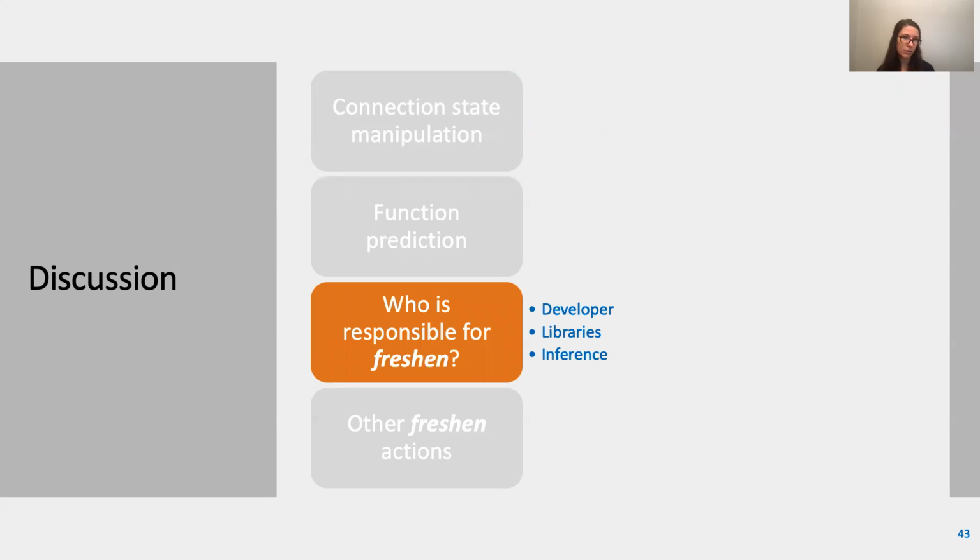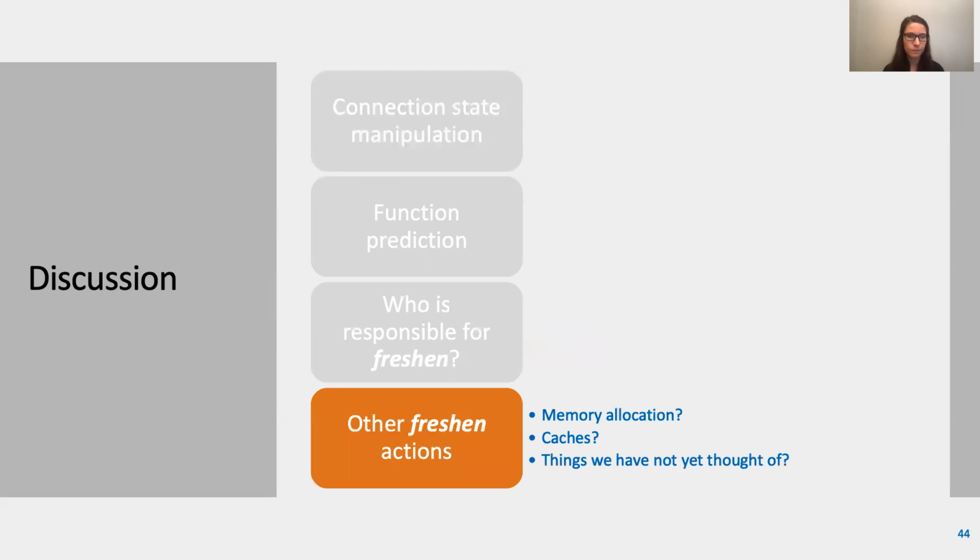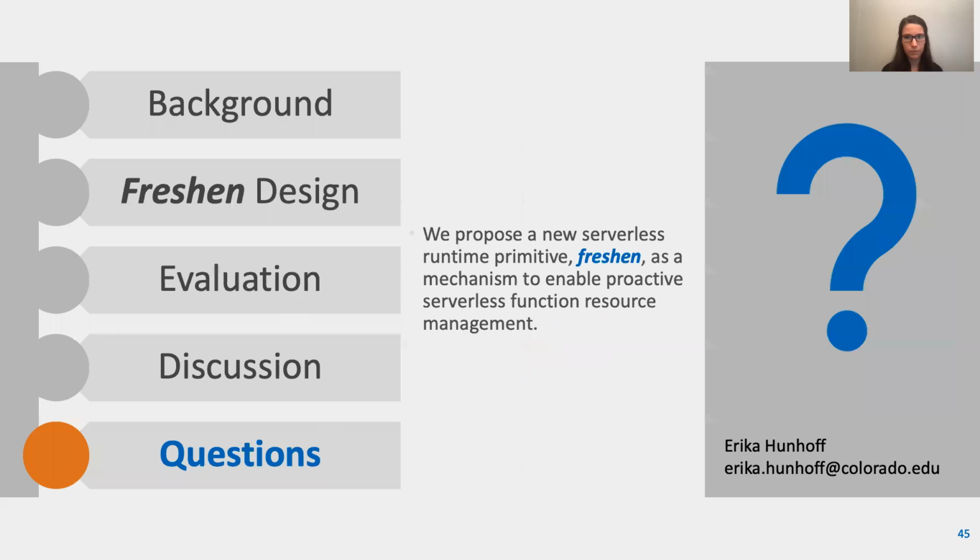You could start to ask who is responsible for Freshen. And by this question, what I really mean is who writes the Freshen code. So the obvious answer would be the serverless application developer, but it would be interesting if you could have libraries that are commonly used by serverless functions that have some sort of freshenable hook that can be integrated into the environment, or also maybe inference or auto-generated Freshen code. And also we want to think about what other actions Freshen could take, like memory allocation or the like.